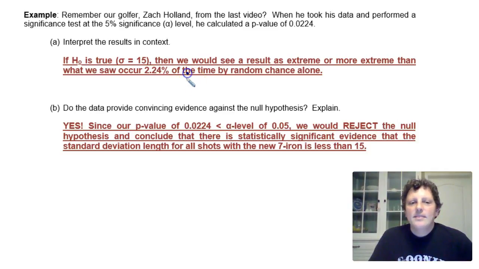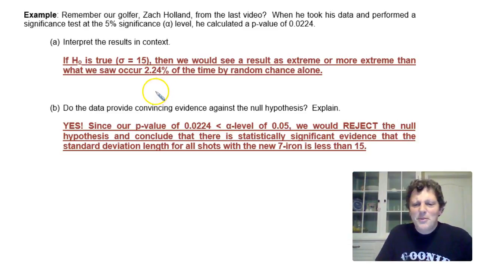Okay, this doesn't seem like a very high probability. In fact, it's not. It's pretty low probability. We've been talking over the past few chapters about this mythical 5%. Once it's less than 5%, it's statistically significant. Well, this is less than 5%. So does this provide convincing evidence? Yes. Since the p-value is less than the alpha level, we would reject the null hypothesis and conclude that there is statistically significant evidence that the standard deviation of length for all shots with the new 7-iron is less than 15.